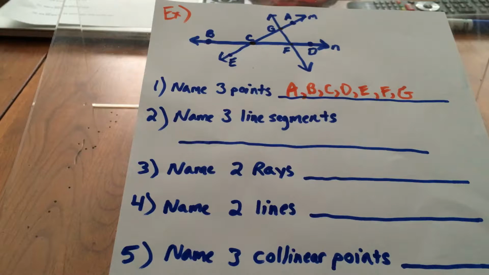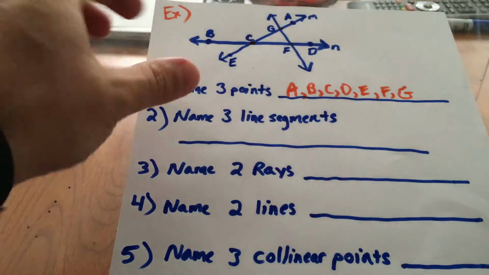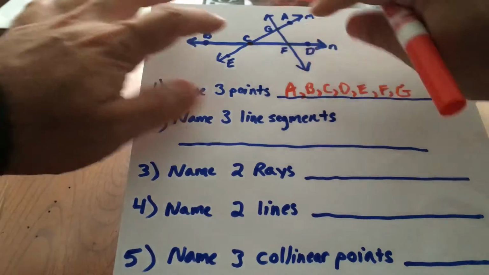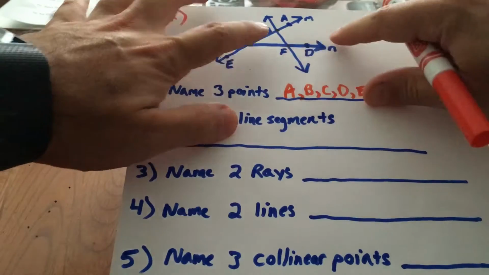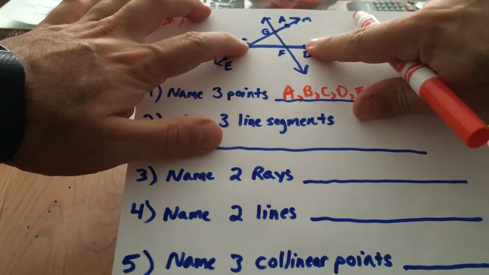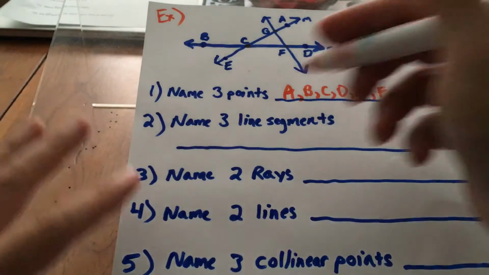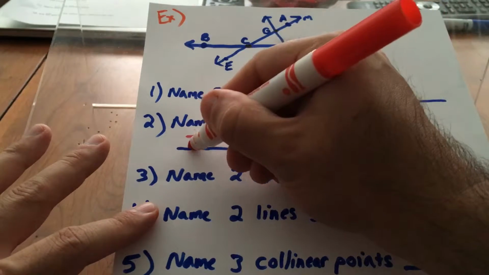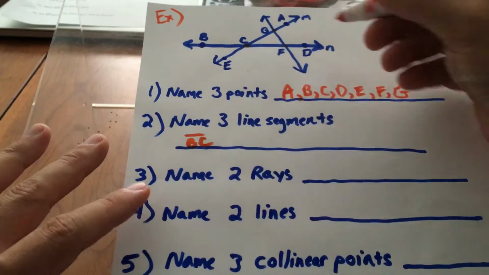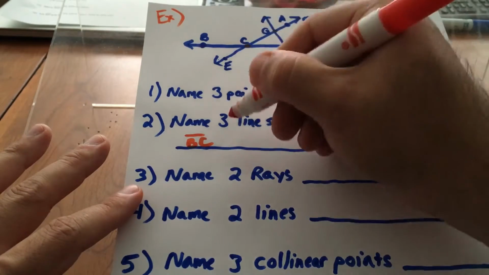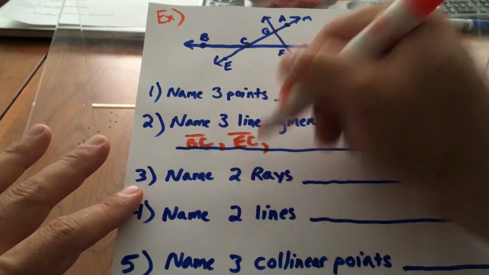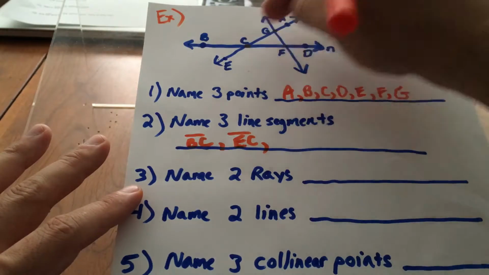Now the next one, they want you to name 3 line segments. If you look on here, there are several line segments. If you look at this line, we have line segment BC, we have line segment CF, we have FD, we can do CD. Any of those things will work. So I like to make myself simple. The ones that stick out the best, you could say line segment BC, you could say line segment EC, or you could say line segment CG.